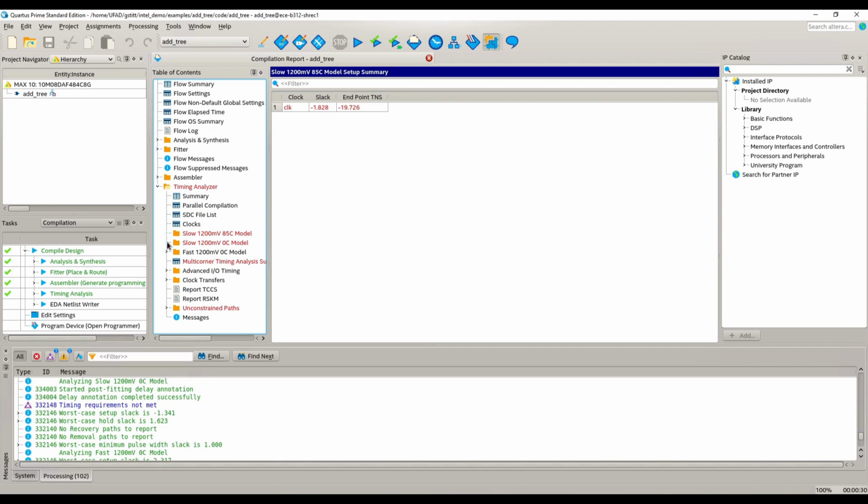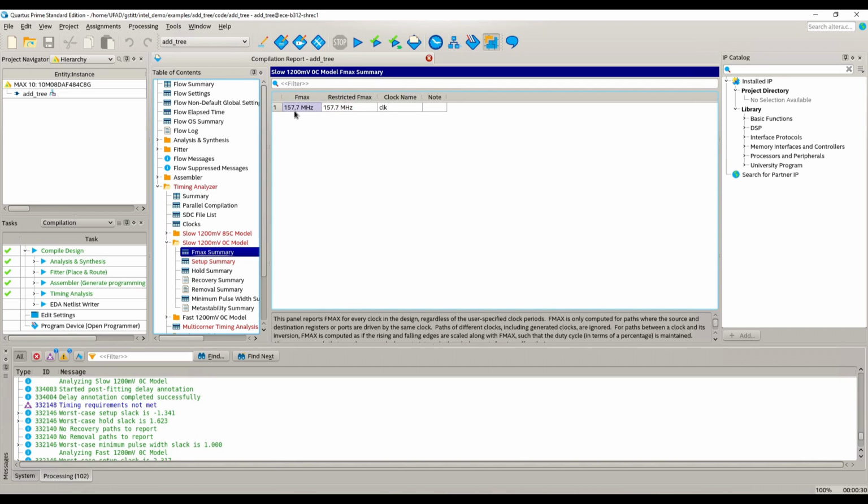If we look at the slow low temperature model, its Fmax is slightly faster. It's 157 megahertz, but it's still not that close to meeting our 200 megahertz clock constraint. Now, the fast low temperature model here did actually meet the constraint.